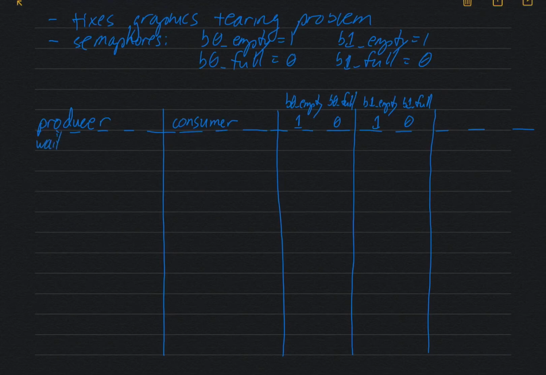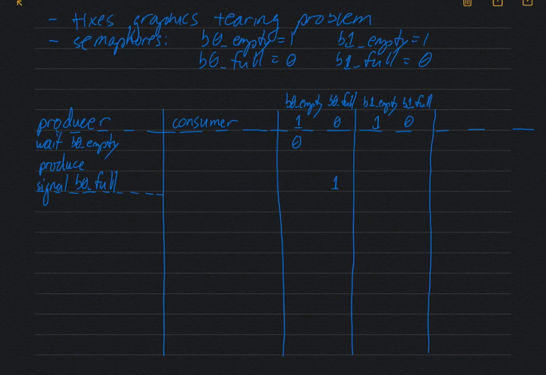They need to use the buffers in the same order for this to work, so they're going to start with B0. So the producer will wait on B0 empty, and that's going to cause B0 empty to decrement to 0, but the producer doesn't block. Then it will go on and produce data, it will fill B0, and then it will signal B0 full, and that is one buffer done. When it signals B0 full, that goes up to 1 here.